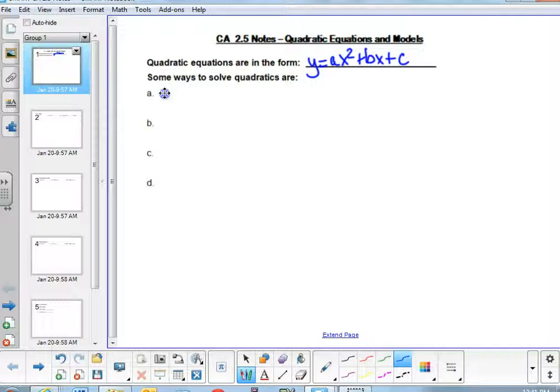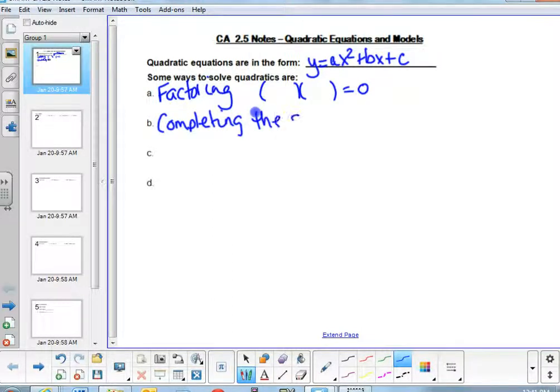The first and probably the most common way for students to think of solving quadratics is to solve through factoring. That's where you write them as a product of two linear components, set them equal to 0, and then solve. A second method that we saw earlier this chapter was completing the square. That was back in section 2.3. So we'll reference that a little bit today, but we're not going to do a ton of it. Another method is the square root method.